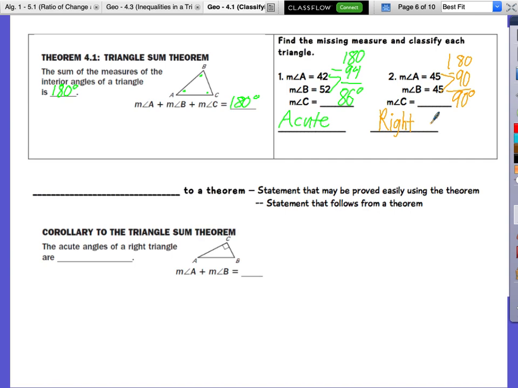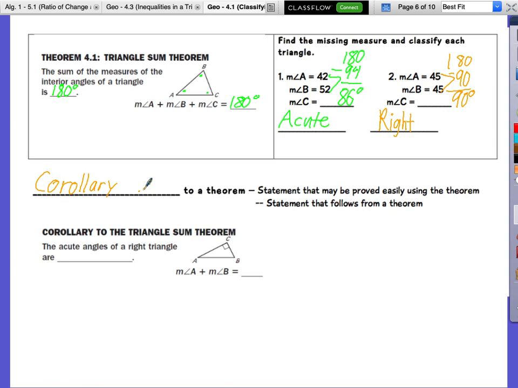Come on. Okay. So we also have a corollary. Make sure I spell this one right. Corollary to a theorem. Has anybody heard of the word correlate or correlated, or like these two things correlate?